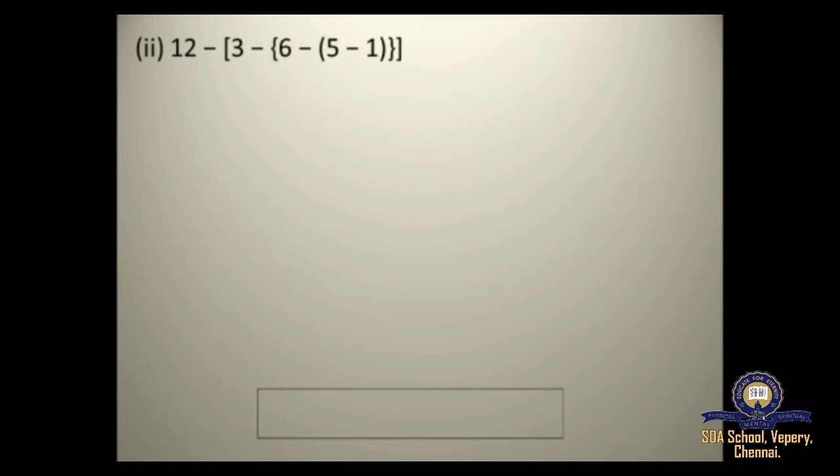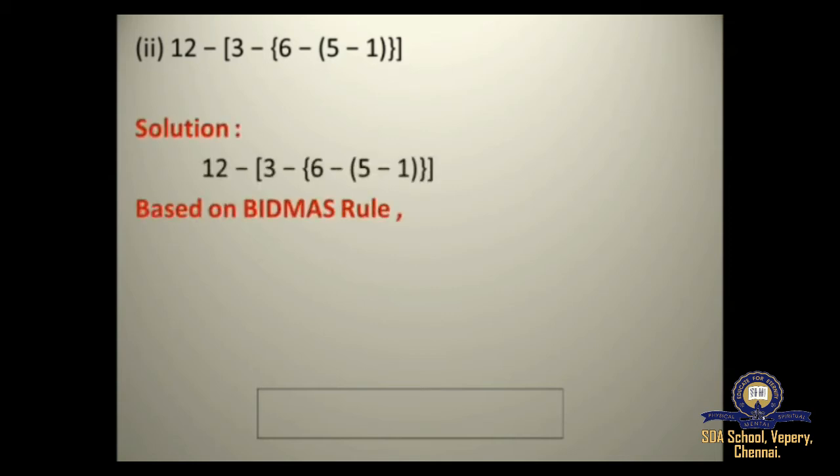Next, we'll move on to the second subdivision, that is 12 minus bracket 3 minus curly braces open 6 minus bracket 5 minus 1 and close the brackets. So what is the solution? Based on the BIDMAS rule, you're going to solve the brackets first. In this case you're going to solve the innermost bracket. The first bracket is the bracket which comes before the 3, the second bracket comes before the 6, and the third bracket comes before the 5. So you're going to solve the innermost bracket, that is 5 minus 1.